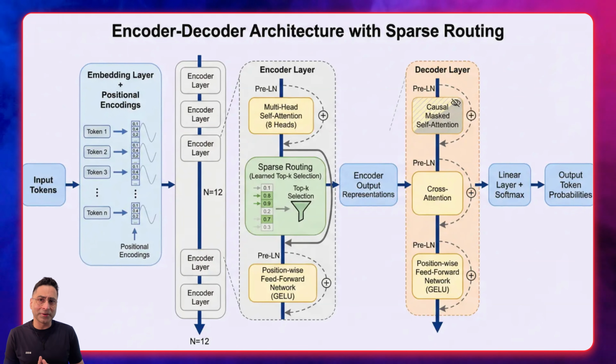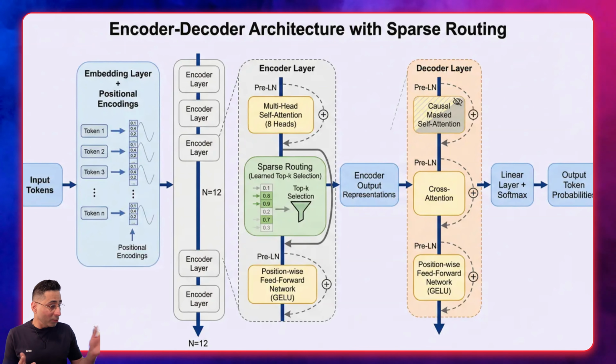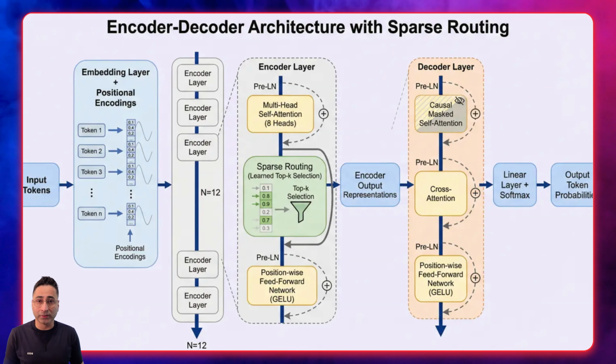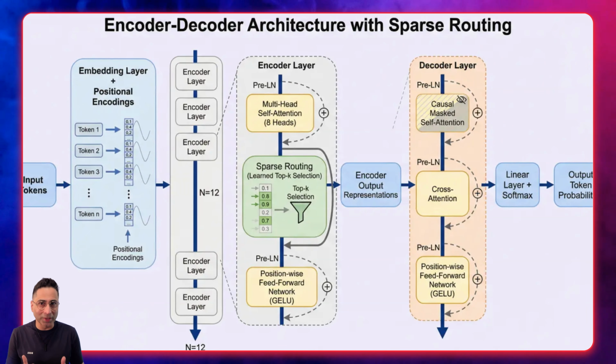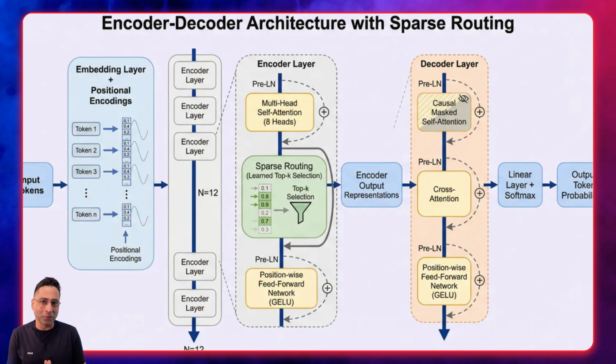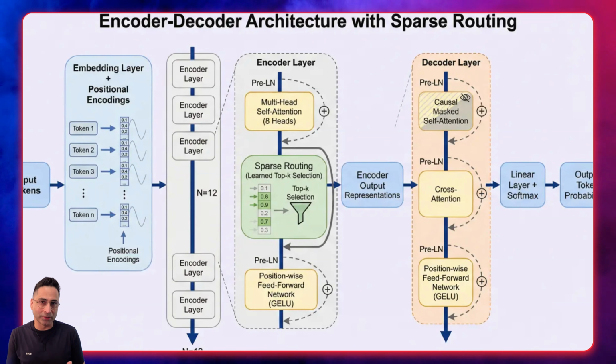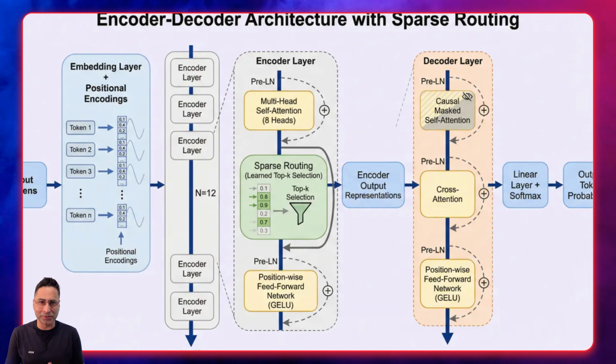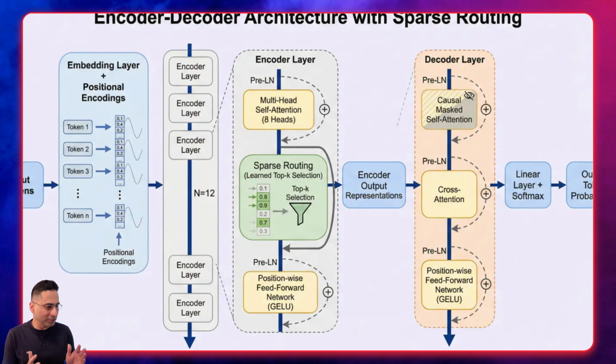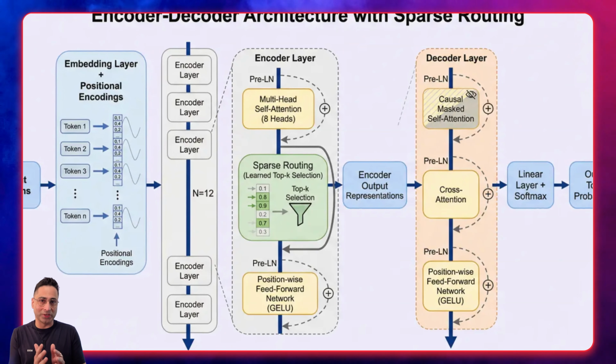The encoder layers are all in one palette. The decoder layers are in another palette. The sparse routing mechanism has its own color. The arrows showing data flow are really clean and directional. And then the pre-LN annotations are just in the right places. Even the residual connections are shown with dashed lines.